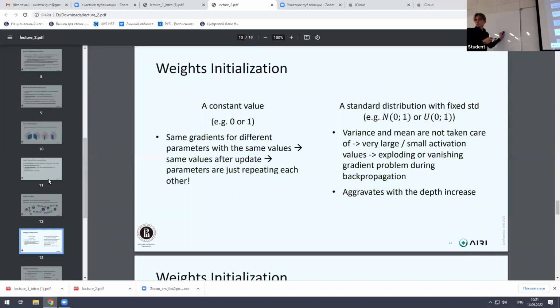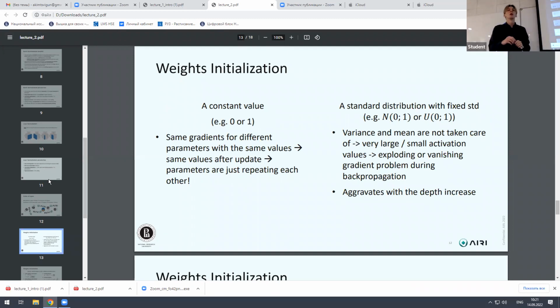Any questions? Okay. So the next idea is to initialize them randomly from some distributions, probably some standard distributions like standard normal or standard uniform, with some fixed standard deviation. Let it be like the ones which you can see on the slide.